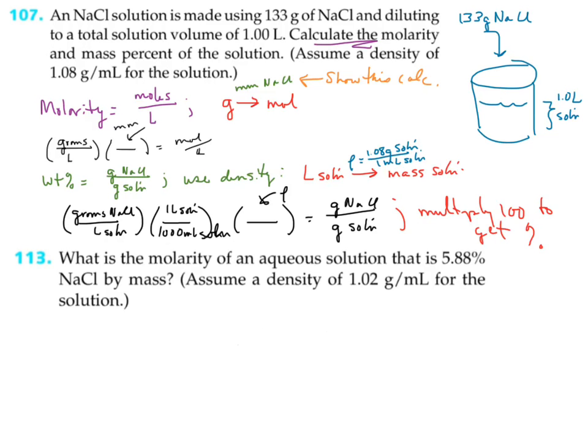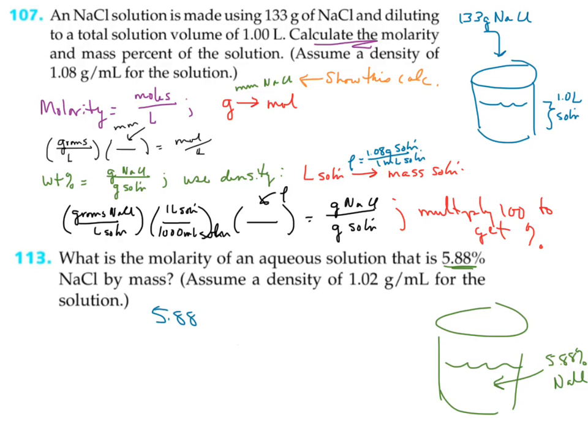Okay. To work this sort of problem, I'm going to draw a little picture over here. Notice in this case, you are simply given the weight percent NaCl. So it's 5.88% NaCl. What I would do for this one is to unpack that. What does 5.88% NaCl mean? It means that there are 5.88 grams of NaCl in 100 grams of solution. That's what that means. 5.88%. What does it mean?